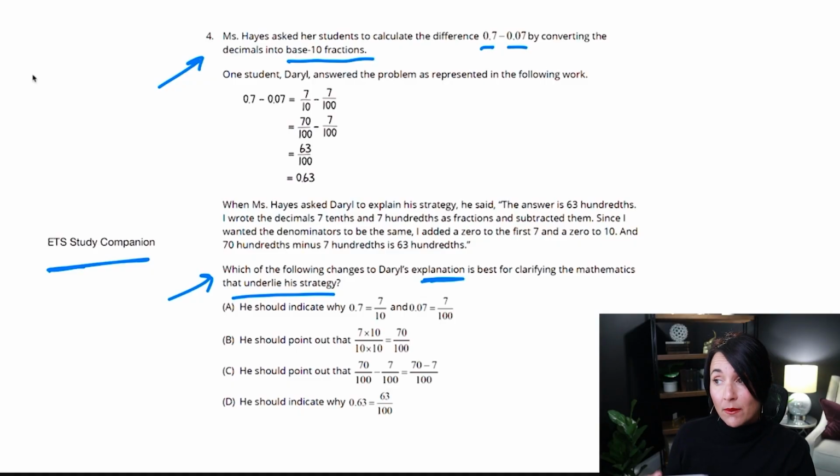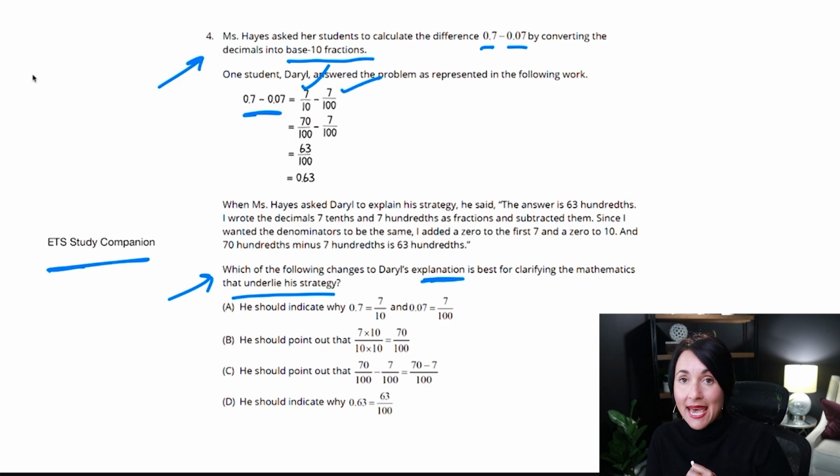All right, so that's in the specs. We need to know what base 10 fractions are. And looking through this question is going to help you a little bit too. One student, Daryl, answered the problem as repeated in the following work. All right, so let's take a look at Daryl's work here. We have these starting decimals, and then he turns them into base 10 representations. Because 0.7 is 7 over 10, check. And 0.07 is 7 over 100, check. So we're essentially saying here 7 tenths minus 7 hundredths.